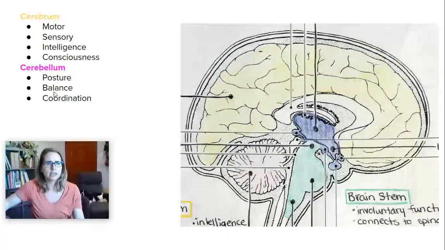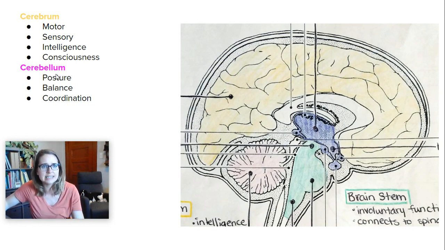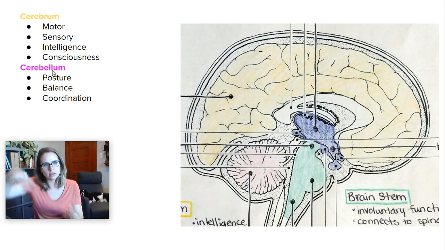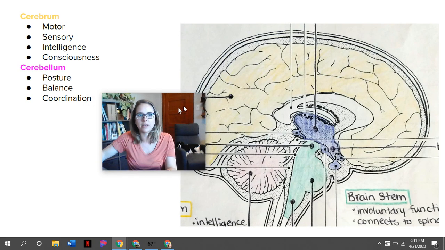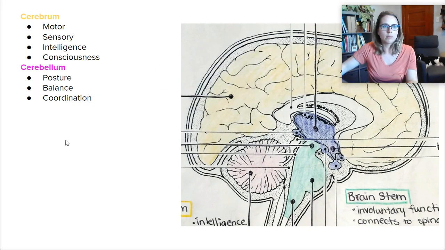Also, this word balance has two A's in it. Coordination has two O's in it. I don't know, it helps me remember balance, coordination, cerebellum. There's double L's, two legs that you can stand on. If that works for you, awesome. If not, no worries.